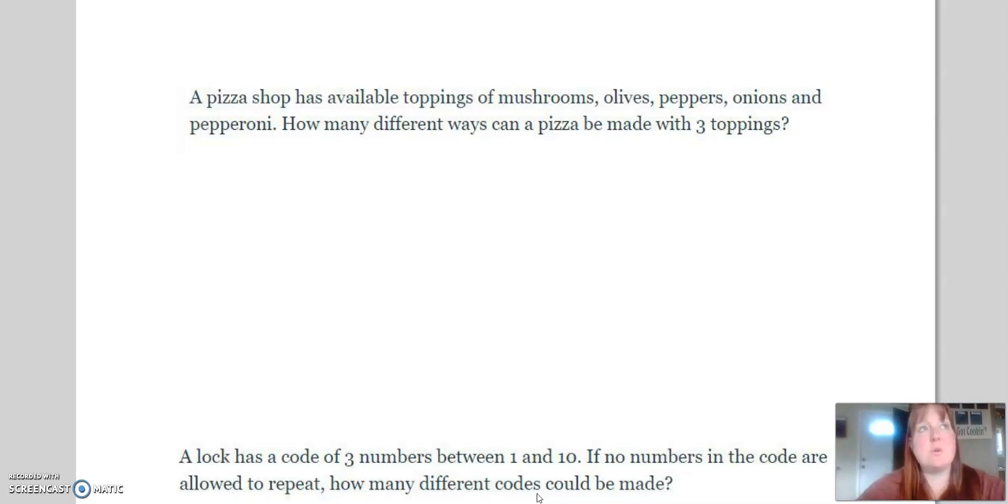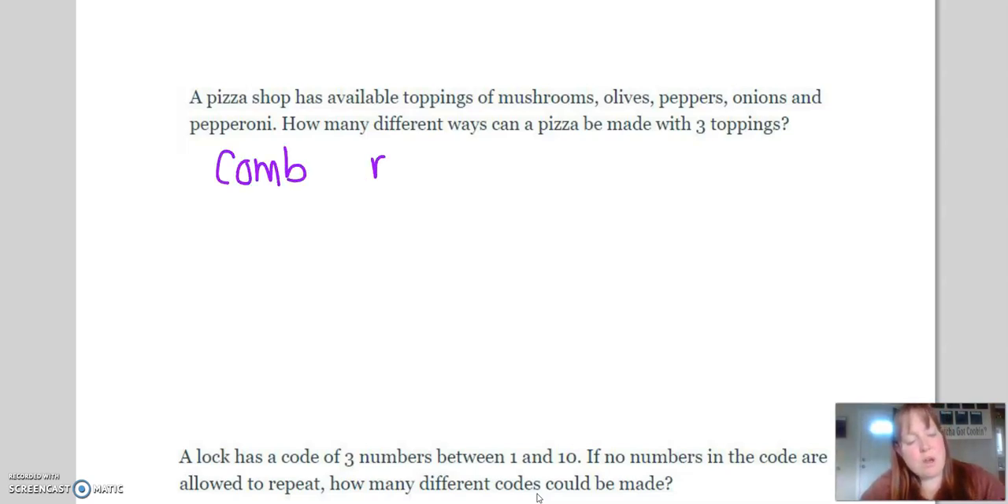Now, again, the first question we ask is, is this a permutation or a combination? Does order matter? And in this case, order doesn't matter, right? If they put the mushrooms on before the olives, it's no different than if they put the olives on and then the mushrooms. So this is a combination, because if I pick mushrooms, olives, peppers, or peppers, olives, mushrooms, it's still the same pizza.